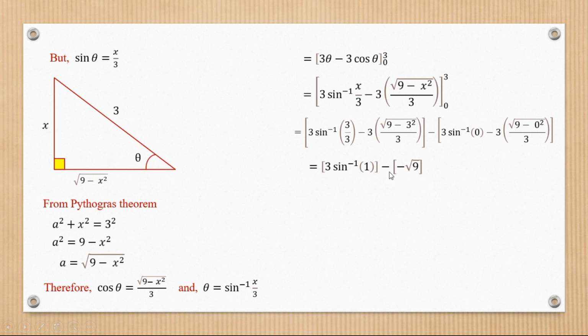But there's this minus sign, so we'll have a minus negative root 9 from right here. But remember, root of 9 is 3. So this negative and this negative combine and they become a positive. So we have 3 sine inverse of 1 plus 3. Now we know from the knowledge of radians that sine inverse of 1 shall be equal to 1.57. So if we multiply 1.57 times this 3 right here, we have 4.71. Then 4.71 plus 3 shall be equal to 7.7124, and this is going to be our final answer.